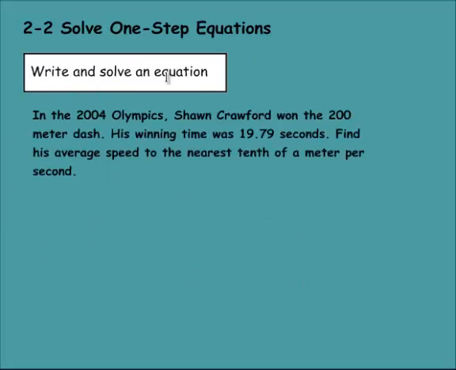Now let's write and solve an equation. So in the 2004 Olympics, Sean Crawford won the 200-meter dash. His winning time was 19.79 seconds. So find his average speed to the nearest tenth of a meter per second. So no matter what, he's going to be getting 200 meters, right? So 200 meters, or just 200.